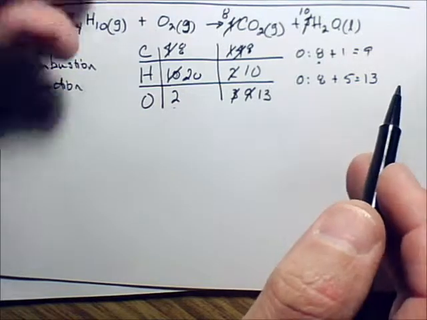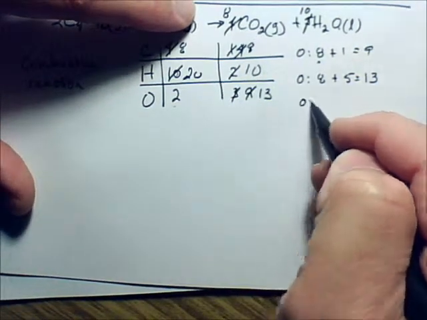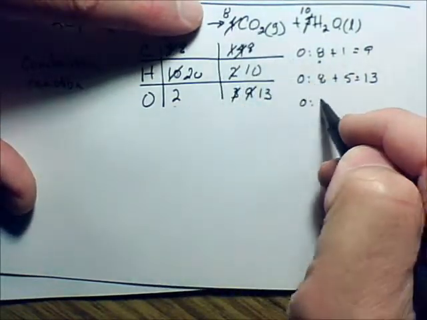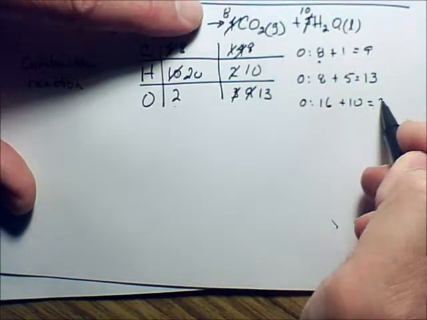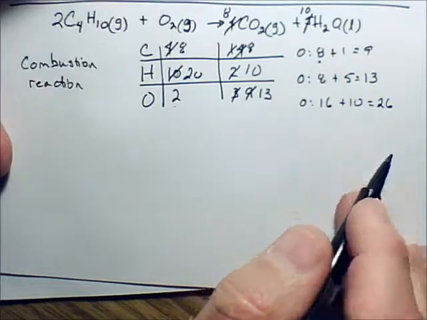Now the oxygens are a little more complex. We got 8 times 2 is 16. 10 times 1 is 10. So we've got a total of 26 oxygens on the right side.